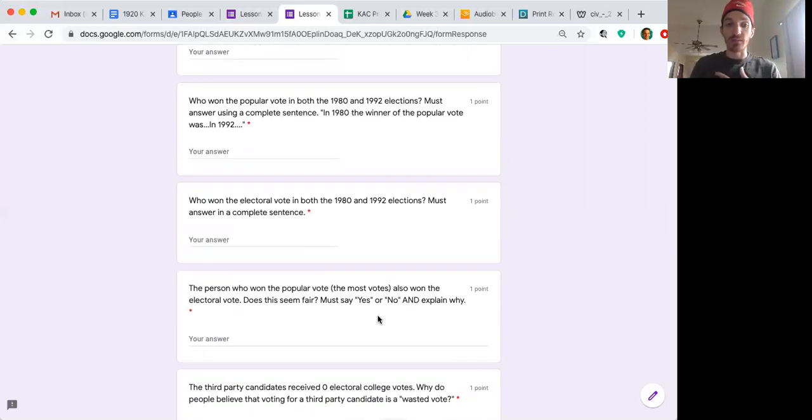Next question. The person who won the popular vote, the most votes, also won the electoral vote. Does this seem fair? Yes, no, why or why not? The person who received the most number of votes from each individual person also won the Electoral College vote. Does that seem fair that the person who won the most number of votes also got the most Electoral College votes? Yes, no, and why? This is fair. This is not fair because blank.